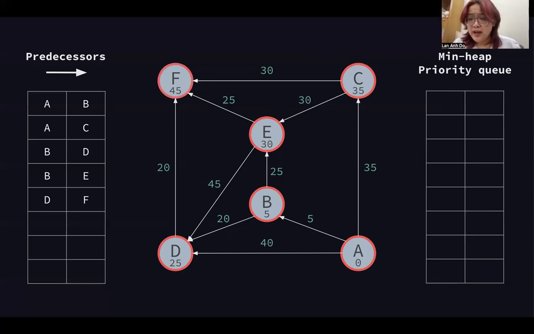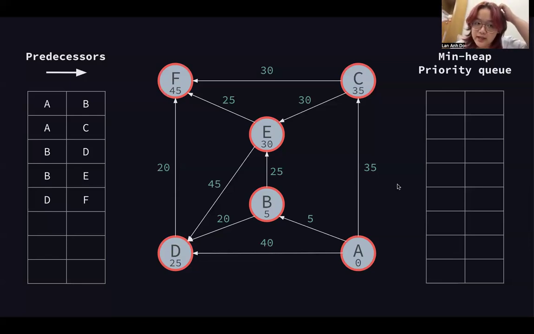Okay, so now that we have gone through all of our nodes in the priority queue, how do we find the shortest path from the predecessor list that we found? And the answer is tracing back all the way from the final destination to the source node.